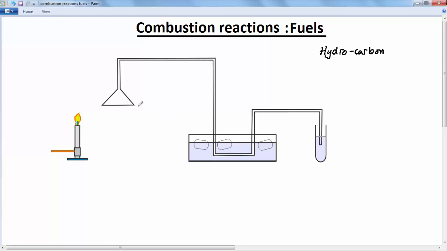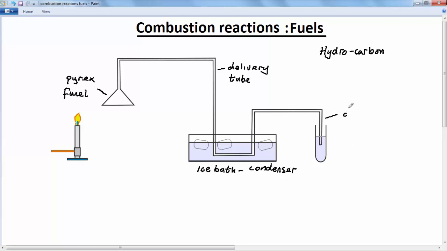So to do this we're going to use this apparatus. I'm going to use a Pyrex funnel here to withstand the heat. We've got a delivery tube that's going to pass through an ice bath, which acts as a condensing unit or a condenser. And then finally at the end we're going to use a downward delivery method to pass a gas through a substance called lime water. So you'll guess that that gas will be carbon dioxide. Okay, I'm going to pass carbon dioxide through this lime water and observe the changes that take place.